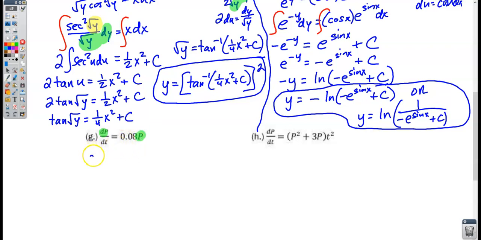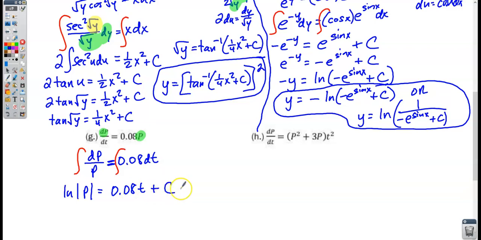So I'm going to divide both sides by p and multiply both sides by 0.08. A little recommendation from experience: so much better here when we're doing separation if we just leave the constant on the right-hand side when at all possible. When we have a multiplicative constant, let's just leave it on the right-hand side. And now we've got something that we can integrate. This is going to be natural log of the absolute value of p is equal to 0.08t plus a constant.